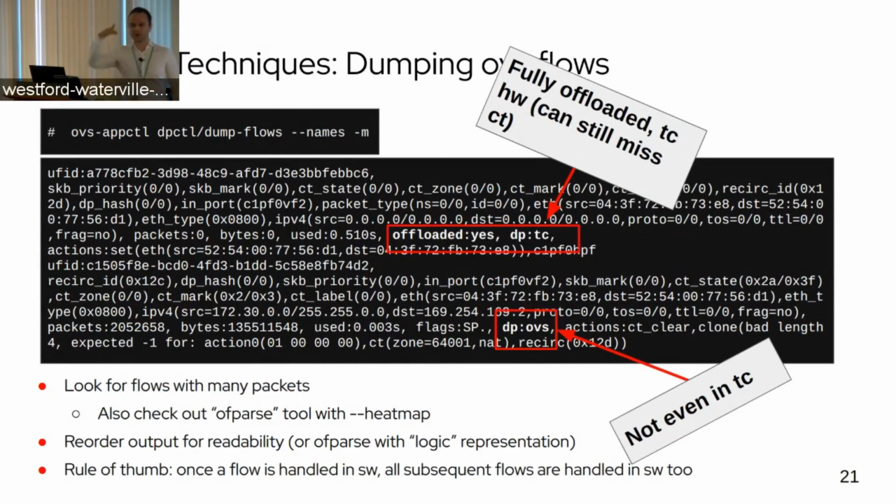Right, so once you have all these flows ordered and something is wrong, at some point a flow will be handled in software. The rule of thumb you have to keep in mind is that all the subsequent flows after that will also be handled in software. Those flows could be in hardware, but they will still be handled in software, because once you go to the software part, you cannot go back to the hardware.